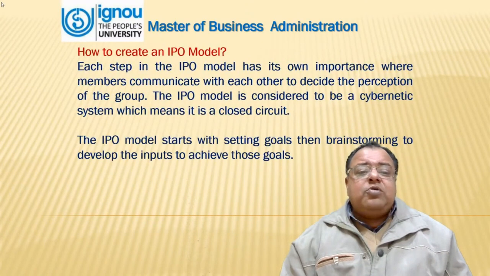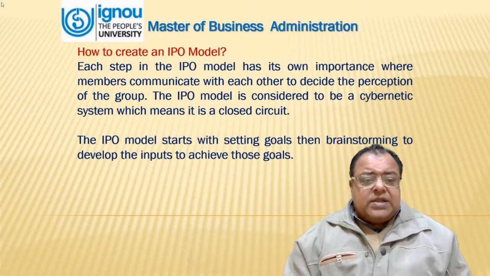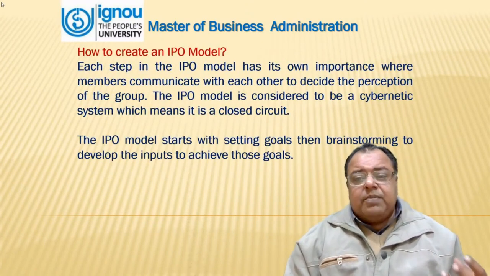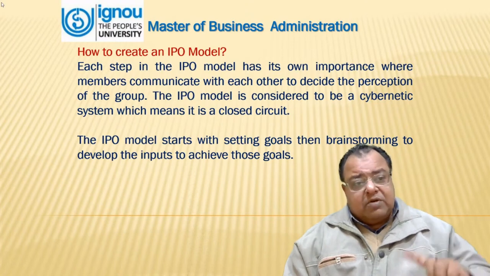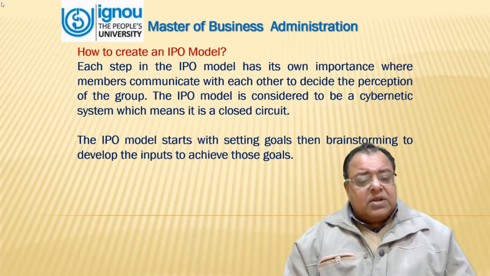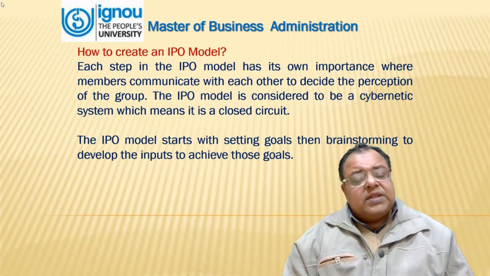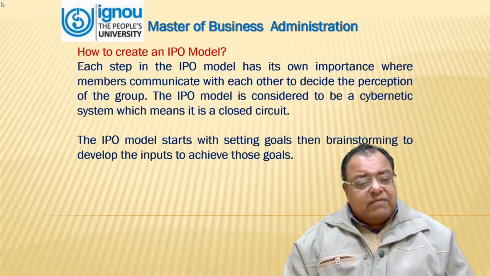Now, how to create an IPO model? Each step in the IPO model has its own importance, where members communicate with each other to decide the perception of them. The IPO model is considered to be a cybernetic system, which means it is a closed circuit. It starts with setting goals, then brainstorming to develop the inputs to achieve those goals.